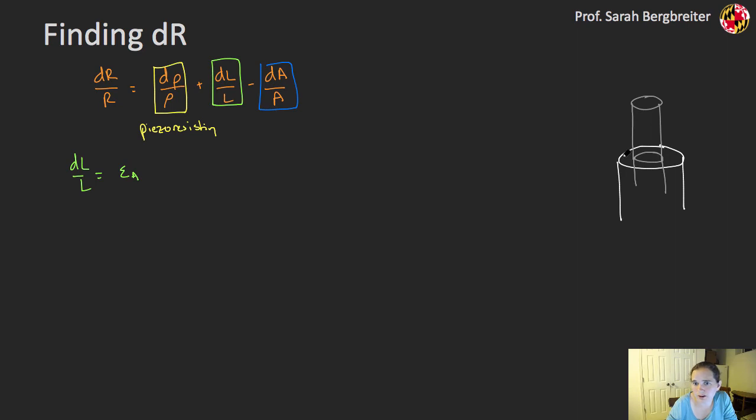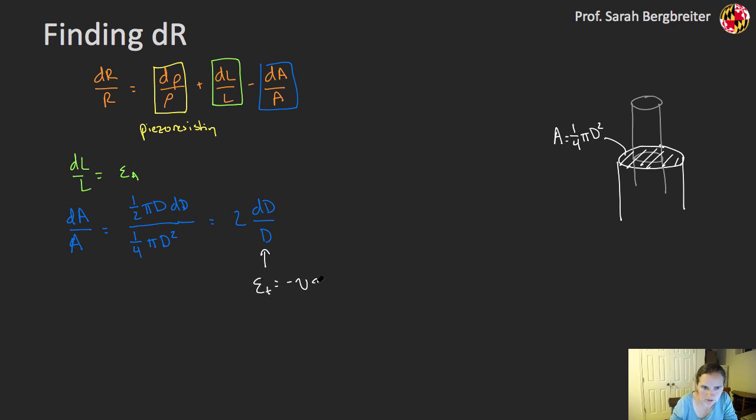And for that, it helps us to go back to our kind of cylinder of material example, right? So my A right here, my area, is equal to 1/4 pi d squared, where d was my diameter. And so if I look at that dA over A term, then that is going to be equal, in the denominator 1/4 pi d squared, and the derivative, I'm looking at 1/2 pi d dd here. So this is going to give me 2 times the change in d over d, which is that diameter. And remember, this is effectively my transverse strain. So this term right here is equal to minus nu times my axial strain. So that dA over A term is going to end up giving me minus 2 nu times the axial strain.